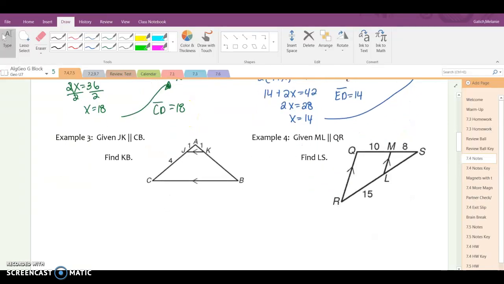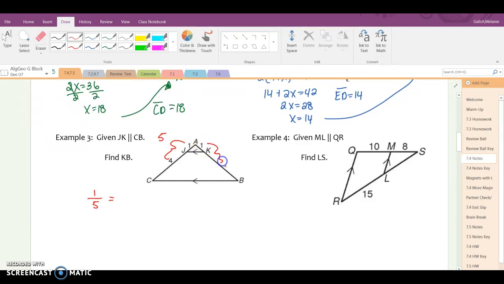Okay, so round two of our notes. Looking at example number 3, we have to find KB. In order to find KB, go ahead and take your total on your left-hand side. So now that's 5, so 1 out of 5. Small over the whole, that's what we keep doing.